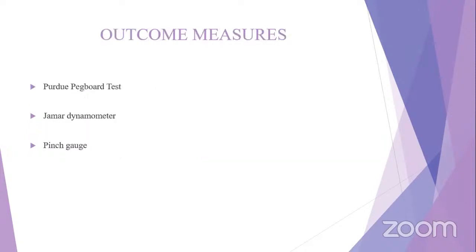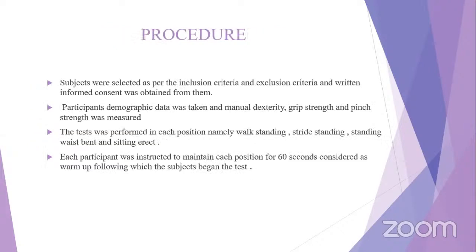The outcome measures which were used were Purdue pegboard test, Jamar dynamometer, and pinch gauge. So the procedure: the subjects were selected as per the inclusion and exclusion criteria, and written informed consent was obtained from them. The participants' demographic data was taken, and manual dexterity, grip strength, and pinch strength were measured. Each participant was instructed to maintain each position for 60 seconds, which is considered a warm-up, following which the subjects were asked to do the test.